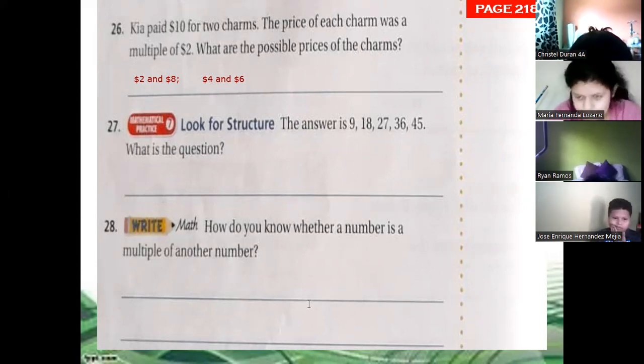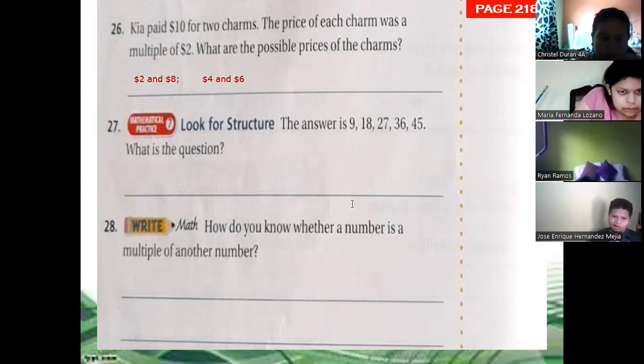12, but she has only $10. 12 is not possible. It's 4 and 6. If you only have 10 and paid those 10 for 2 items, what are the possible combinations? 2 and 8, 4 and 6. Not 5 and 5, because 5 is not a multiple of 2. If you multiply 2, it never gives 5. 2 times 1 is 2, 2 times 2 is 4, 2 times 3 is 6. Multiples are the products.